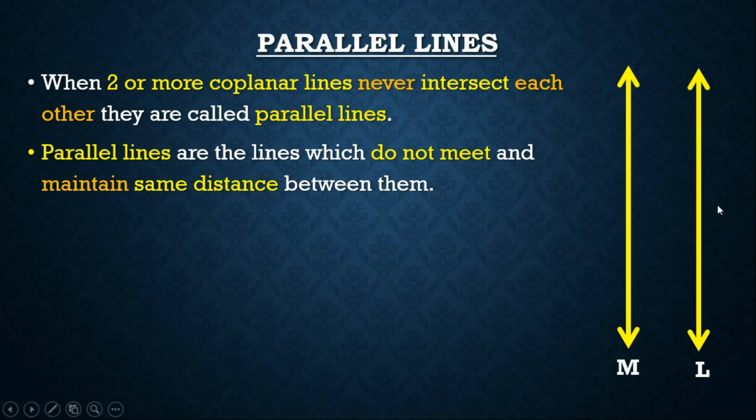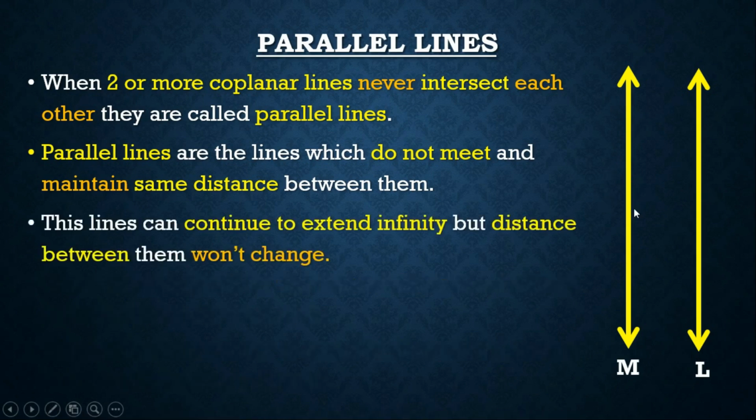So these are the two lines. These parallel lines are the lines which do not meet. So these are the two lines which are not meeting at any point, and they are maintaining the same distance throughout the line. So these lines can continue to extend to infinity, but the distance between them won't change. So we can extend both the lines to infinity, but the distance between them will not change.